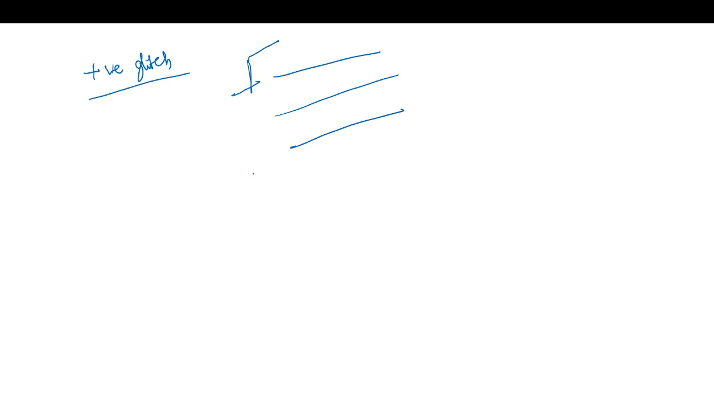Positive glitch. Say these 2 lines and this is the middle line, a victim line. The aggressors make a transition from 1 to 0, 0 to 1, 0 to 1. So this line also makes a transition. This depends on the amount of coupling, also known as positive glitch.